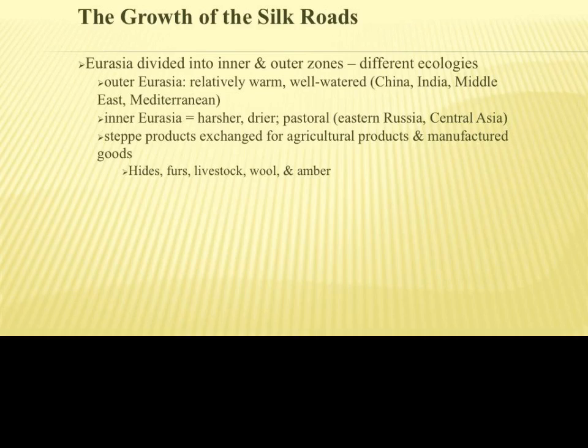And then the steppe products were exchanged for agricultural products and manufactured goods. And hopefully you're familiar with the Central Asian steppes from world geography. Some of the items that were traded for are hides, furs, livestock, wool, amber, and those are just a few of the items.